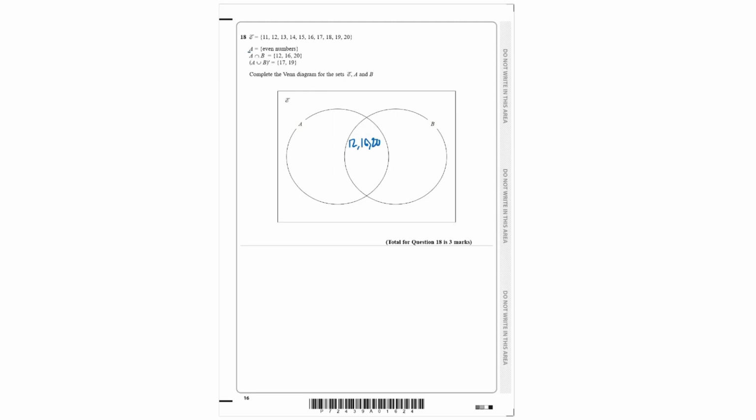Moving on, we can see that A is all even numbers. And using subset E, we can see that 12 is an even number, but it's already given. So we move on. 14 is an even number. 16 is already given, so we move on and we have 18. And 20 is an even number, but it's already given in the diagram.